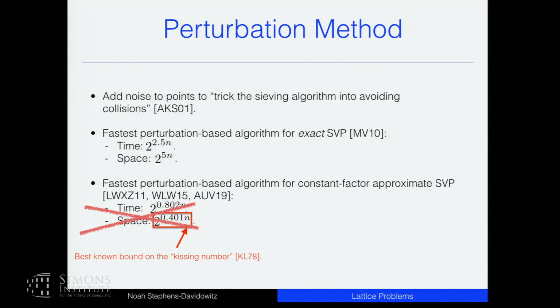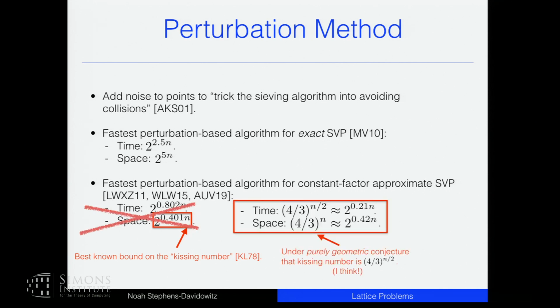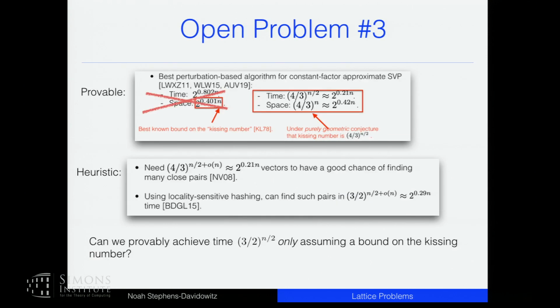But I want to make a point: if you make a purely geometric conjecture, that the kissing number is 4/3 to the n over 2, which is the best lower bound that we know and plausibly true, then you get a provable result, where provable means under a purely geometric conjecture. You don't assume anything about the algorithm. You get a 4/3 to the n over 2 space, 4/3 to the n time algorithm for SVP. This actually works out, checking with Devesh. Yeah. Cool, right?